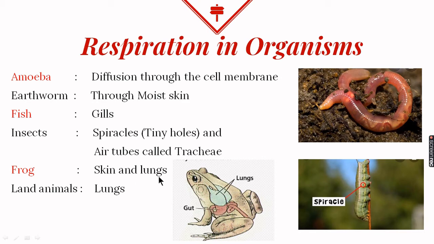Now just like earthworm, the body of the frog always remains moist so that oxygen remains dissolved in it and it can go inside the body. And they have a pair of lungs also with the help of which they can respire. So this is the reason frog can live inside the water also when it can breathe with the help of skin. It can live on the land also when it breathes with the help of its lungs. And land animals, they also have a pair of lungs with the help of which they can respire.